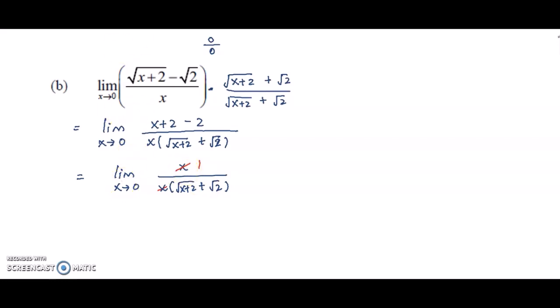Okay. After that, you can do direct substitution. Substitute the 0 inside. You have a 1 over root 2 plus root 2. That will be 2 root 2. Okay, this is the answer.